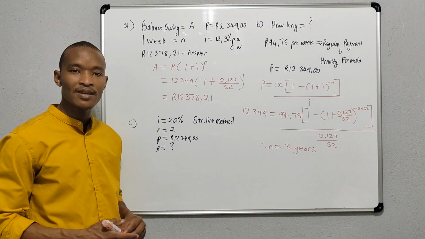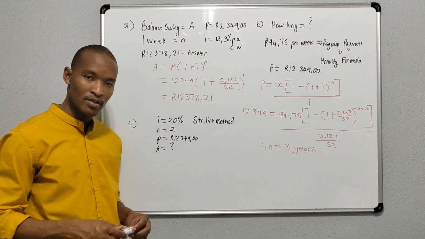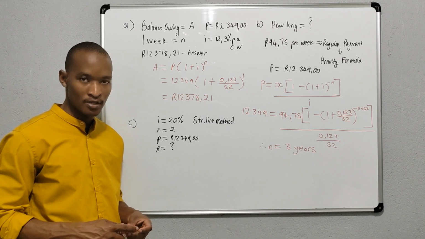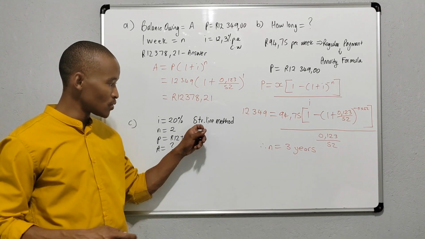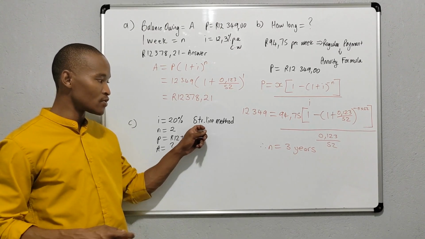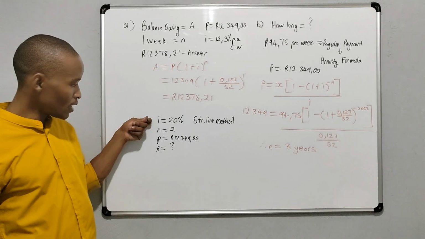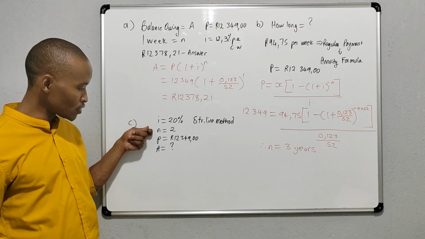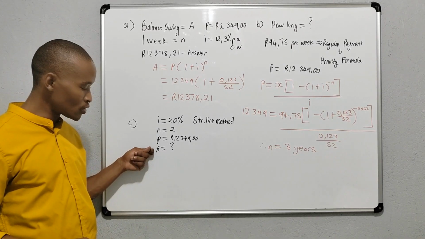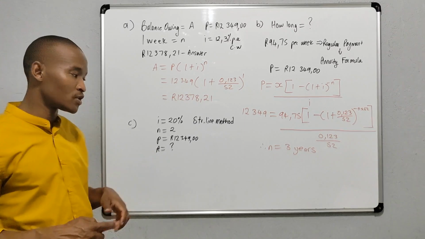Okay, so question C is about depreciation. Remember, there are two methods there that we use. It is the straight line method and the reducing balance method. So in this case, we're given that the depreciation here is calculated using the straight line method. The interest rate is 20% per annum and it takes place over 2 years. This is the current value of the computer. We want to know what will be the depreciated value of this computer after 2 years.